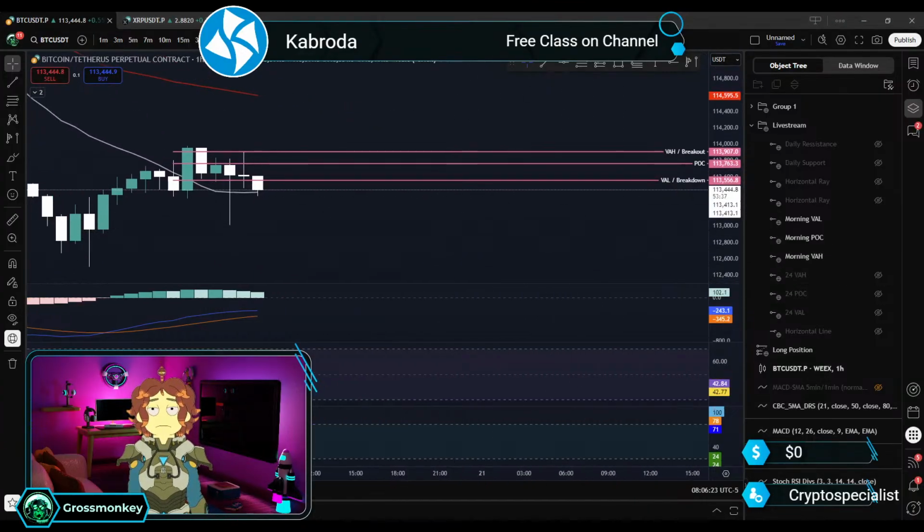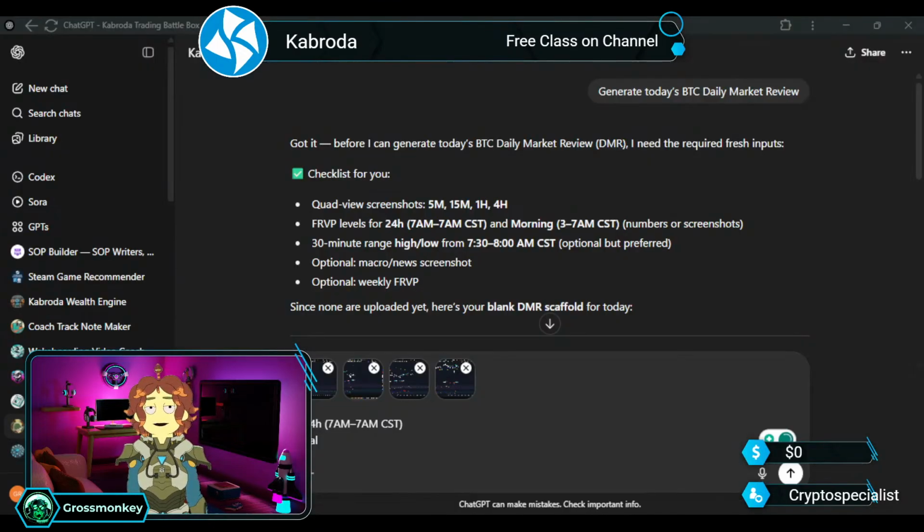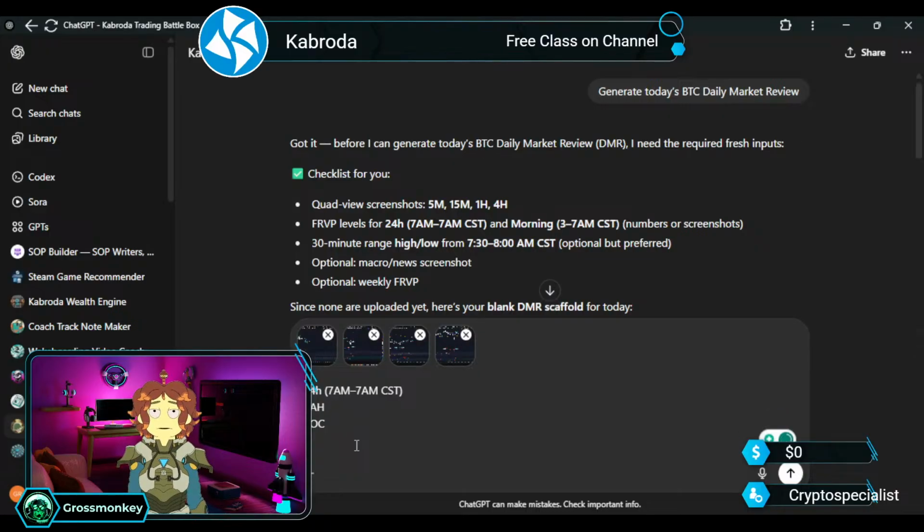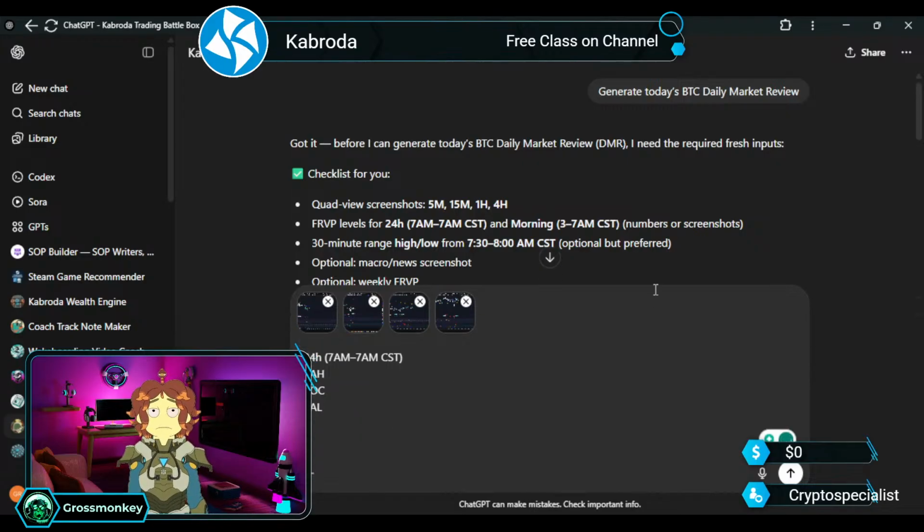So the next thing we're going to have to do is get the levels on here. So I'm going to head on to TradingView, and I'm going to type 24-hour chart right there, and then I'm going to say volume area high on the top, and then POC, and volume area low, and then I'm going to do the same thing for the morning ones.